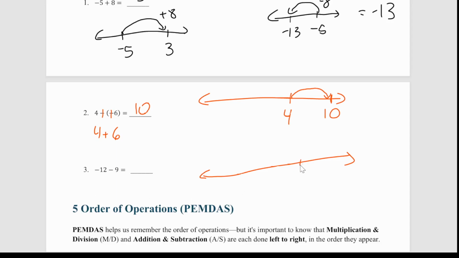Similarly with the next one, if I'm at -12 and then I take away +9, I'm getting more negative. I'm moving in the opposite direction from the positive numbers, and I'm going to end up here at -21. And again, you can also think flip the sign, flip the sign. This is the same thing as -12 plus -9 to get us -21.